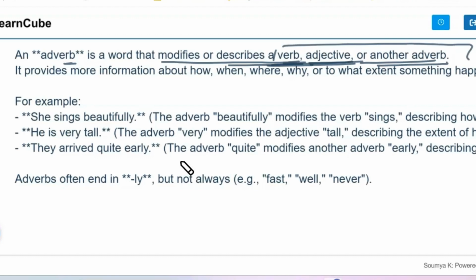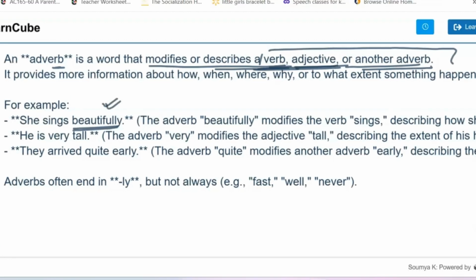For example, she sings beautifully. So you can see here, this beautifully is the adverb that is being used. And what is the verb in this case? It is sings. So whatever verb is done, it is done beautifully. She sings beautifully. So in this case, this is the adverb. The meaning of adverb is something that modifies your verb. So sing is the verb which is being modified by beautifully.